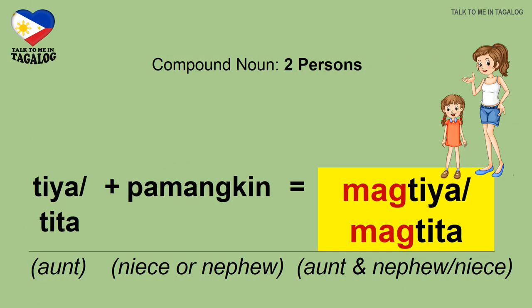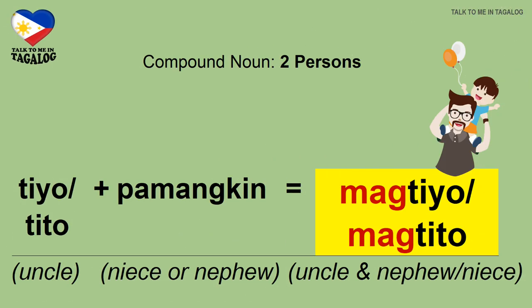Magtiya and magtita. Tia or tita means aunt, and the word pamangkin is niece or nephew. So magtia and magtita means aunt and her nephew or niece. Magtiyo or magtito. Tio or tito means uncle, and again, pamangkin is either a niece or a nephew. So magtiyo or magtito means an uncle and his nephew or niece.